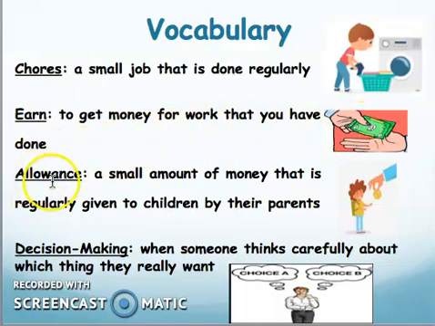Next word, allowance. A small amount of money that is regularly given to children by their parents. So for example, when you do a chore, like if you do laundry once a week, and then your parents give you an allowance, money that you earn for doing that chore. And last, decision making. When someone thinks carefully about which thing they really want. So when you think, do I want to pick choice A or choice B?